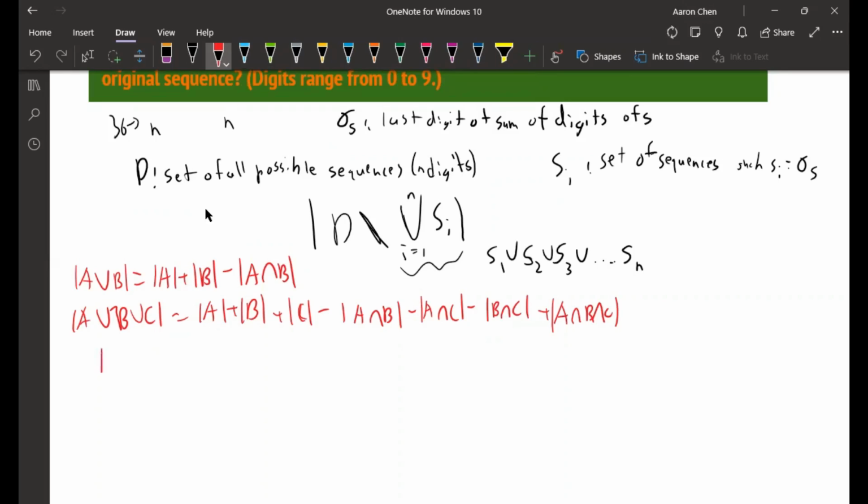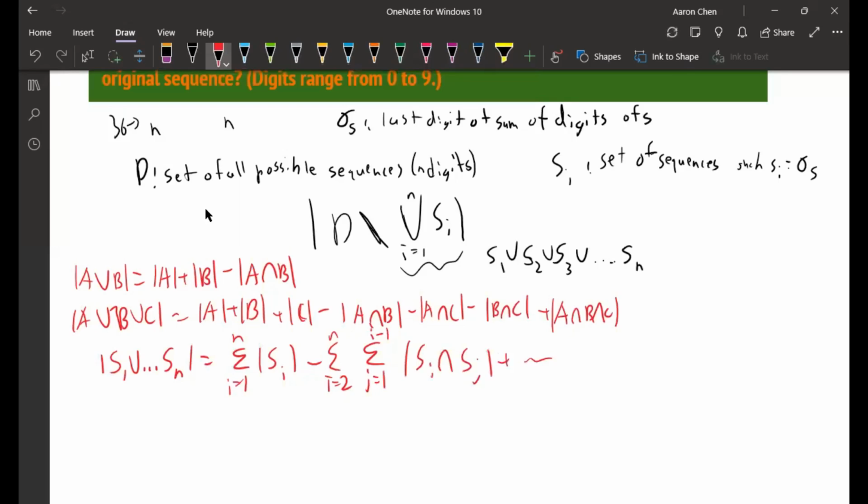Expressed out, that would be something like S1 union all the way to Sn is equal to the sum from i equals 1 to n of the size of Si, minus the sum from i equals 1 to n, sum from j equals 1 to i minus 1, of the size of Si intersection Sj, plus and so on.